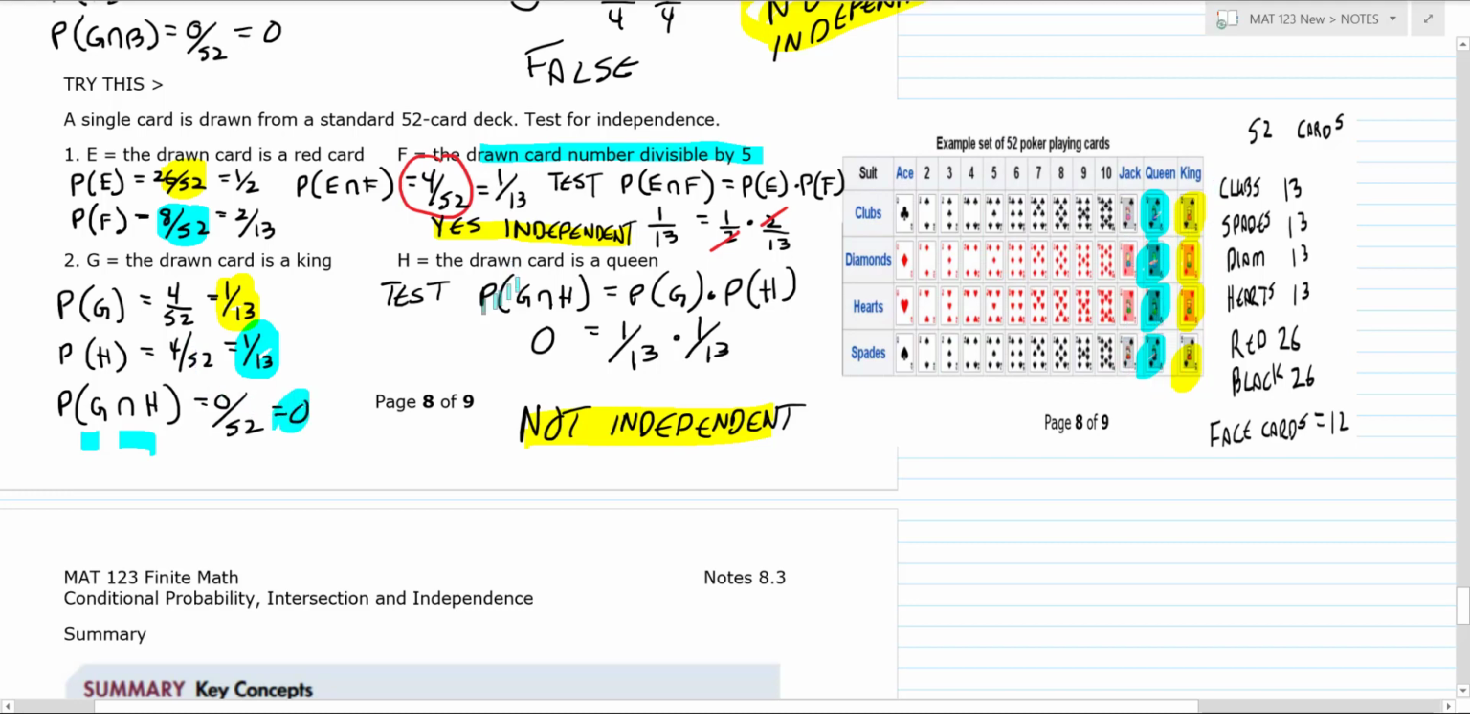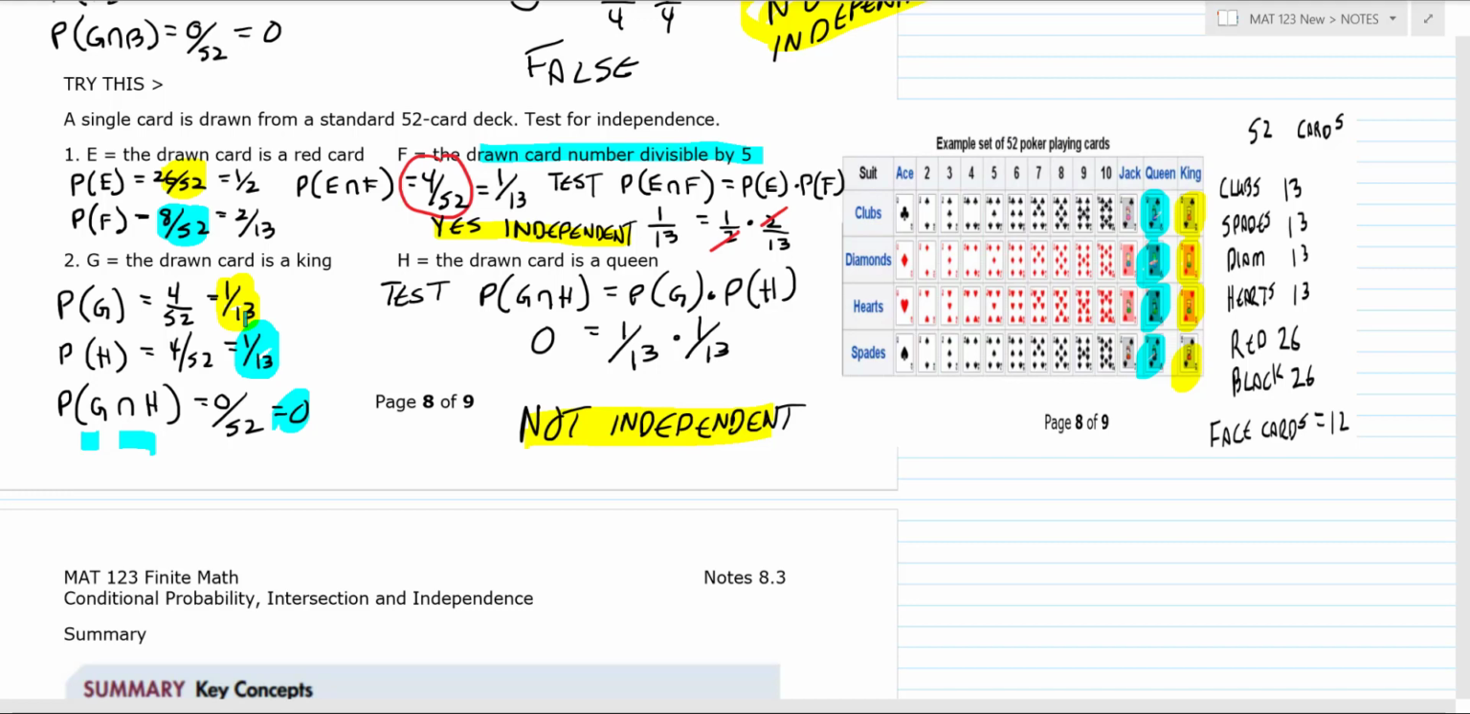So again, you're testing to see that the intersection's probability is the same as the product of those two probabilities. 0 is not equal to 1 over 13 times 1 over 13, so it's not independent. Okay, so that would be how you would figure in those individual probabilities.